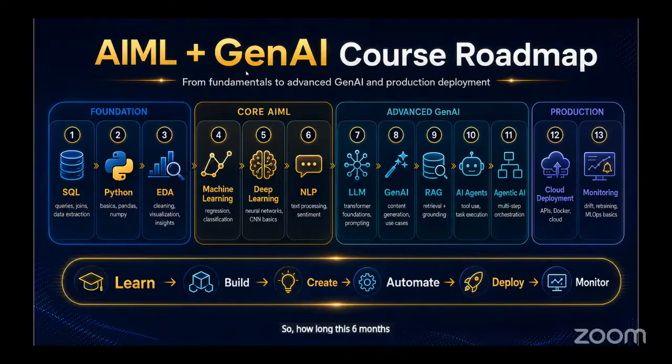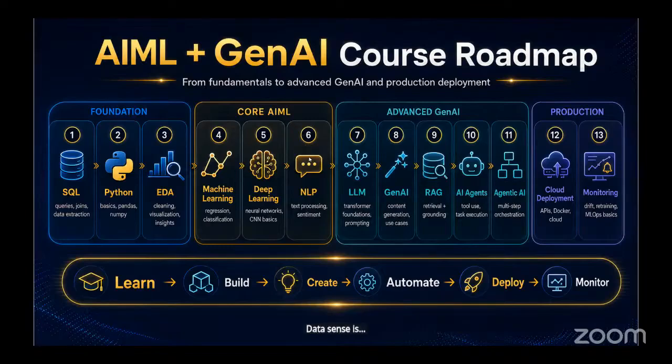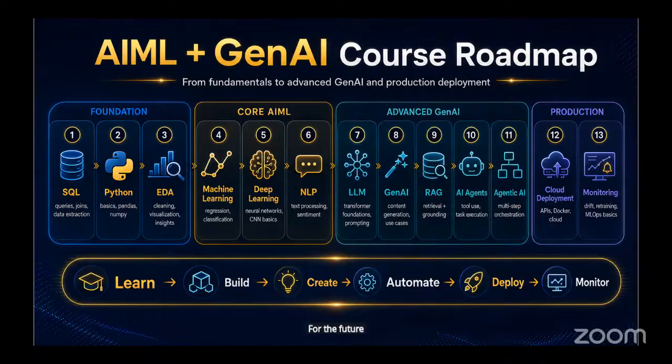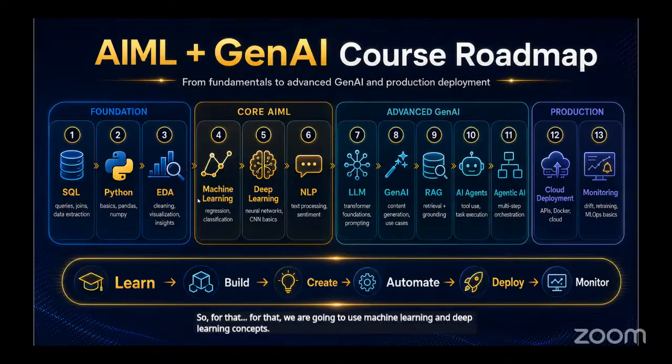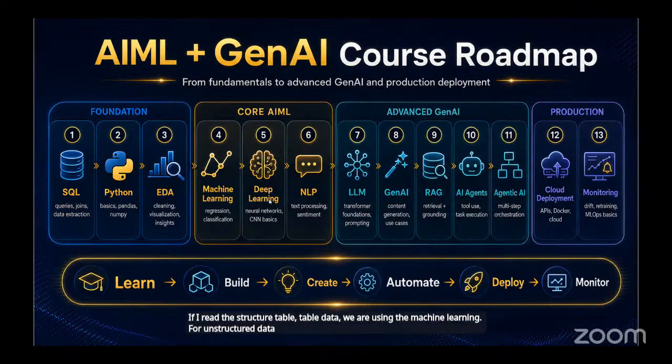So one question: I am willing to take data science, so how is this course going to benefit me? AIML is nothing but data science, sir. Data science means using historical data to make decisions for the future. For that, we use machine learning and deep learning concepts. If you are using structured table data, we use machine learning. For unstructured data, we use deep learning. That's it.